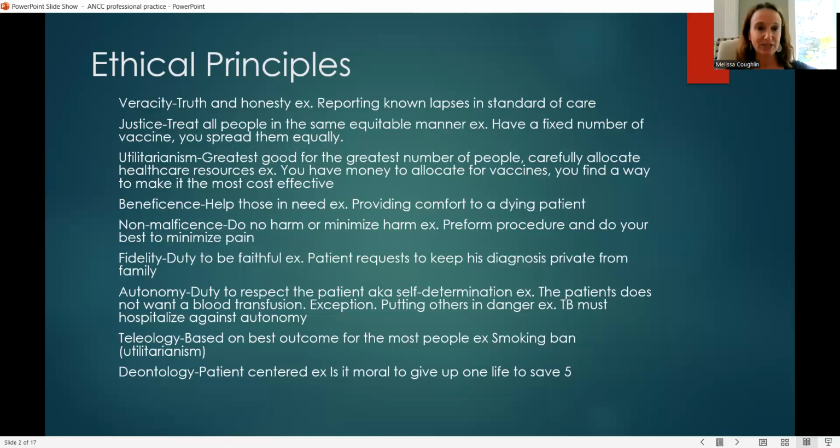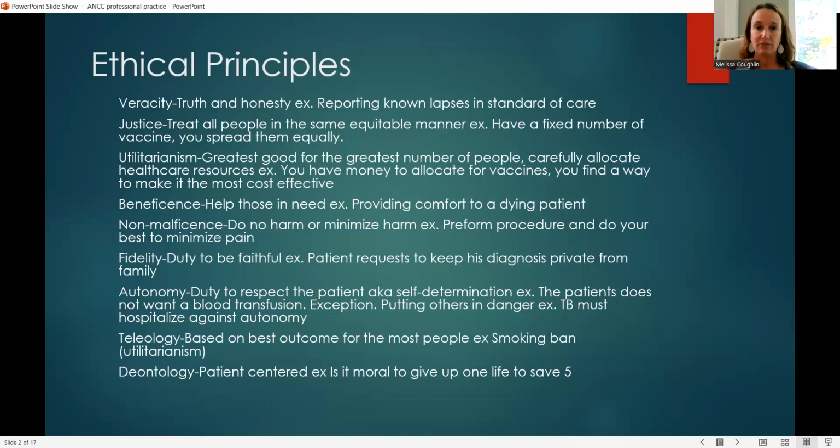Utilitarianism. It's a tongue twister. That's the greatest good for the greatest number of people. So you carefully allocate healthcare resources. So this is different. If you are given a certain amount of money for vaccines, then you can find a way to make it most cost effective for the greatest good. And beneficence is helping those in need. Example, providing comfort to a dying patient. Non-maleficence is doing no harm, to minimize harm. So, for example, you're performing a procedure and harm is pain, but you're doing your best to minimize that.